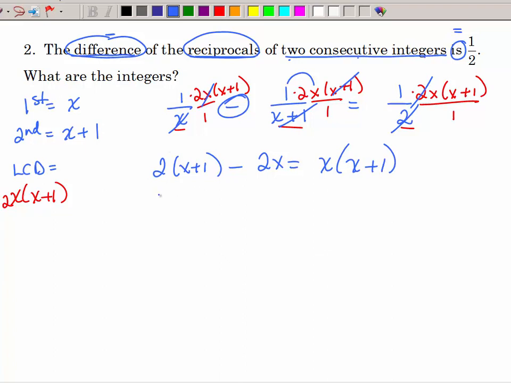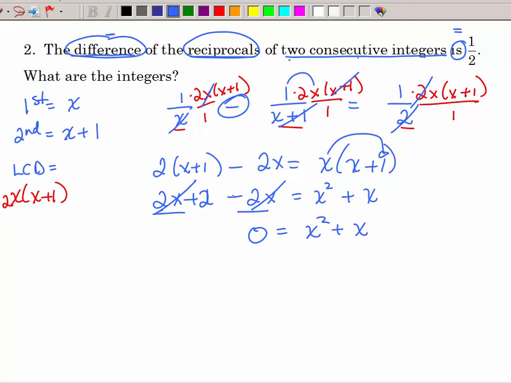Now I'm going to get rid of the parentheses. Don't forget to distribute all the way. I'm going to collect like terms and notice the 2x's add to 0. So again, I have a quadratic. So I'm going to move this positive 2 to the other side and it becomes a negative 2.